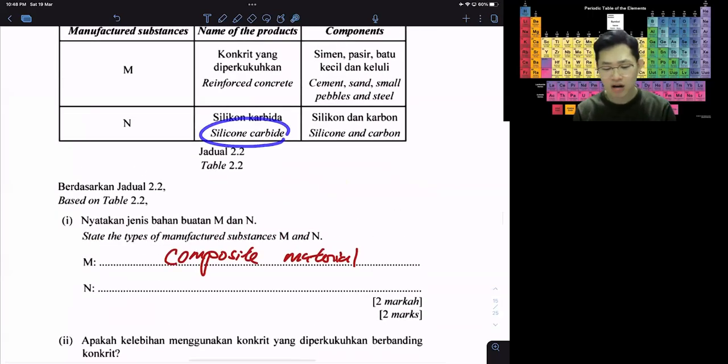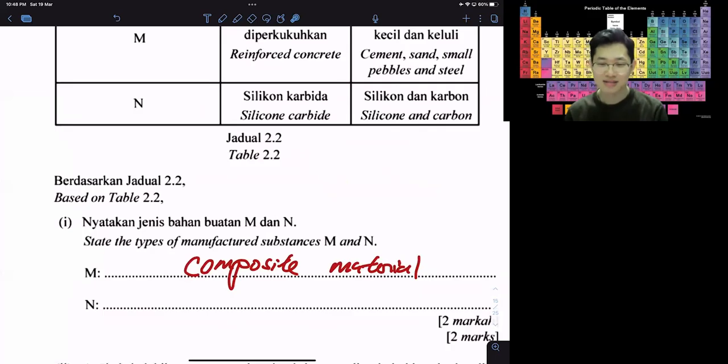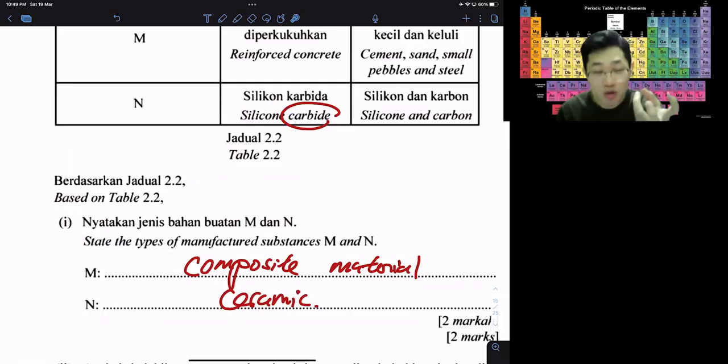This one, silicon carbide. Silicon carbide, very good. Ceramic. Silicon, actually kaolin. Kaolin is clay. Clay also has sand. Sand is silicon dioxide. So this is like silicon carbide.